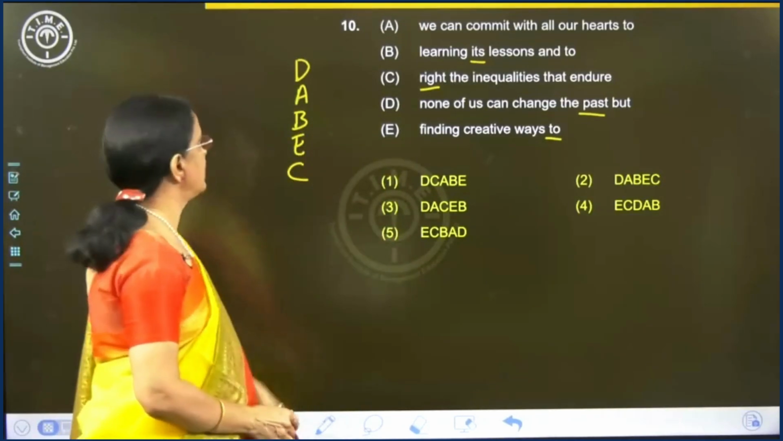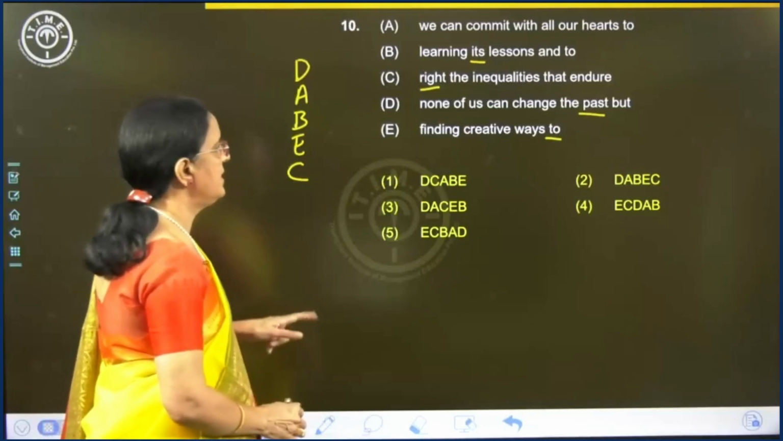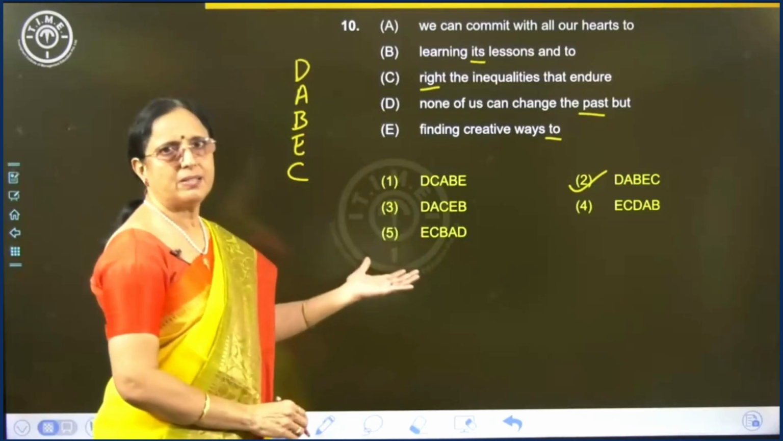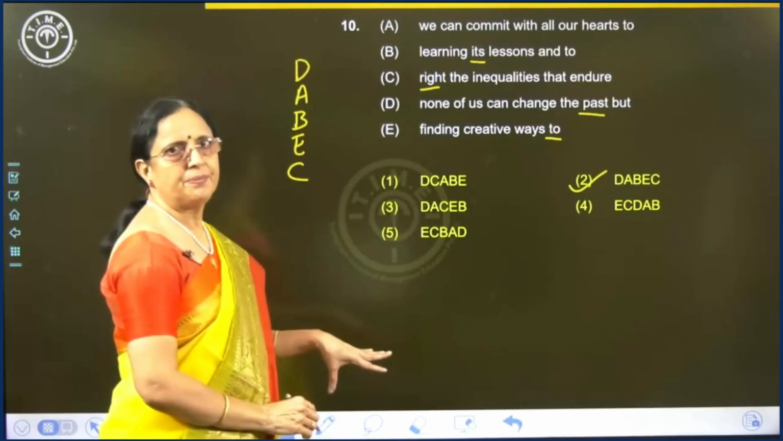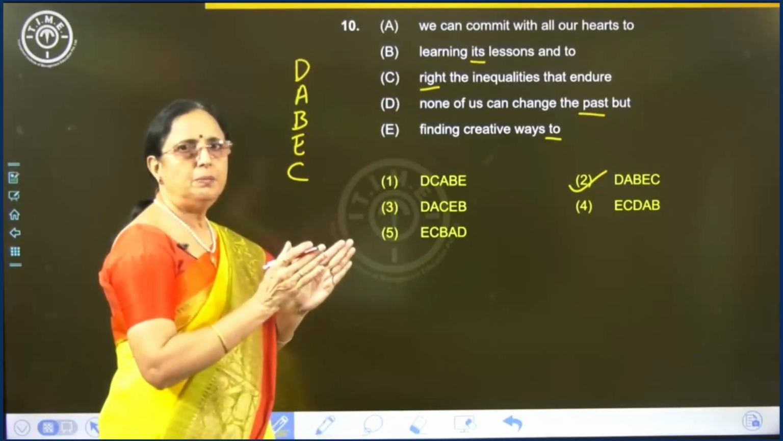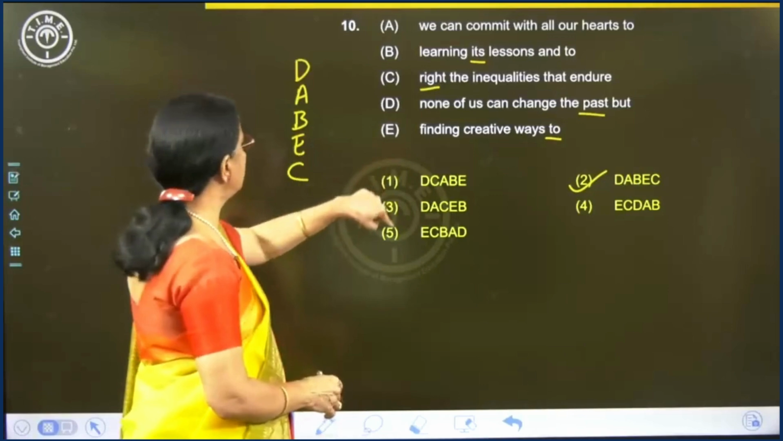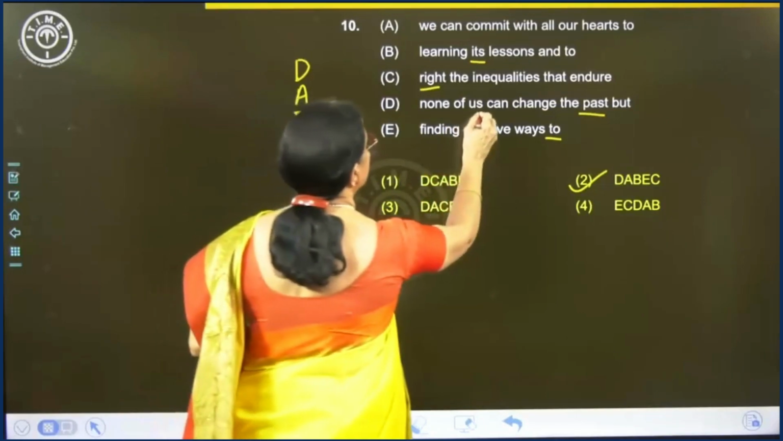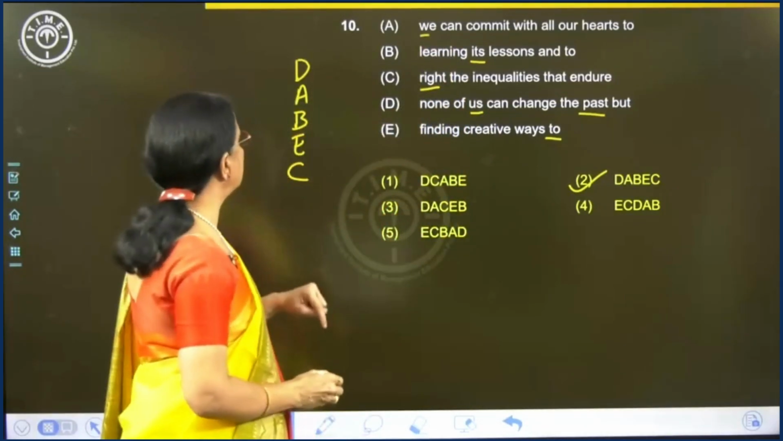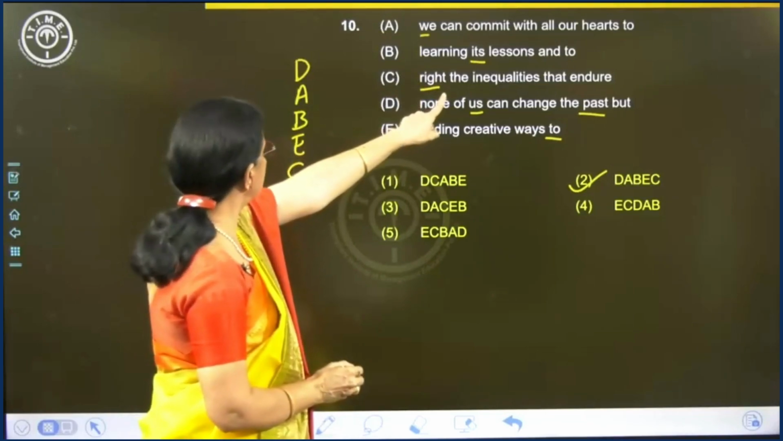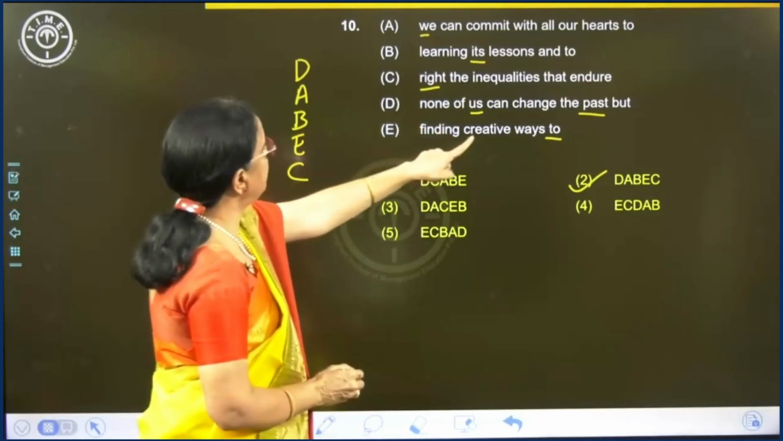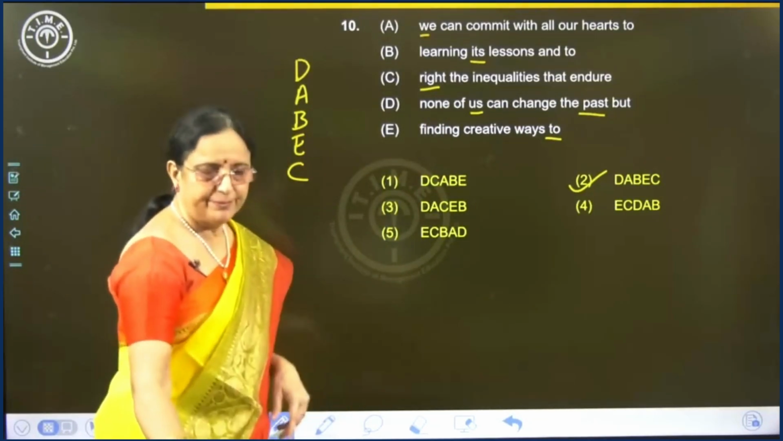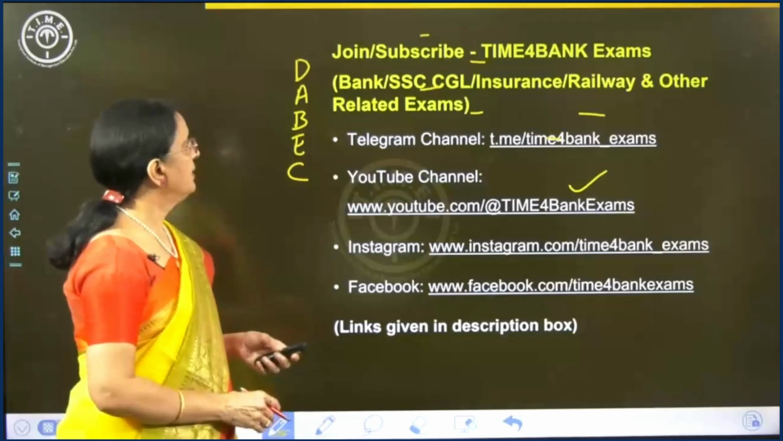We tried different ways. So do you have this combination? DABEC? Yes. 2 is the answer. Am I clear? So try different ways. If not this combination, another combination. Only thing is the sentence should be meaningful and sensible. Now let's do it again. None of us can change the past, but we can commit with all our hearts to learning its lessons and to finding creative ways to right the inequalities that endure. Is this clear? That's all.